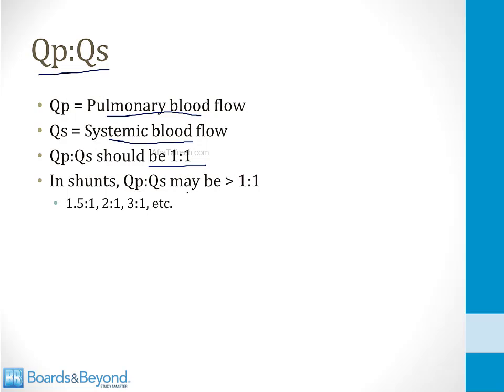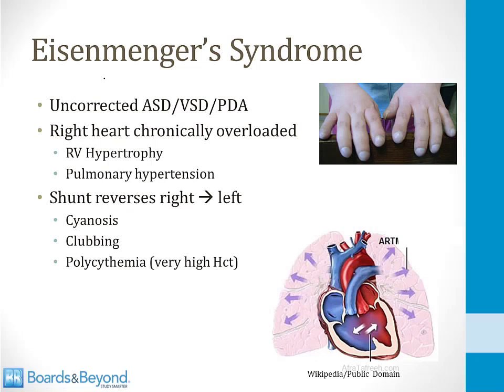However, in shunts, the QP/QS may be greater than 1. So if blood is being shunted from the left side of the body to the right, then the QP/QS may become 1.5 to 1, or 2 to 1, or 3 to 1. This is an important concept when discussing shunts. For example, once many shunts get to about 2 to 1, often closure is recommended to prevent flooding the right ventricle with too much volume and causing right ventricular failure.